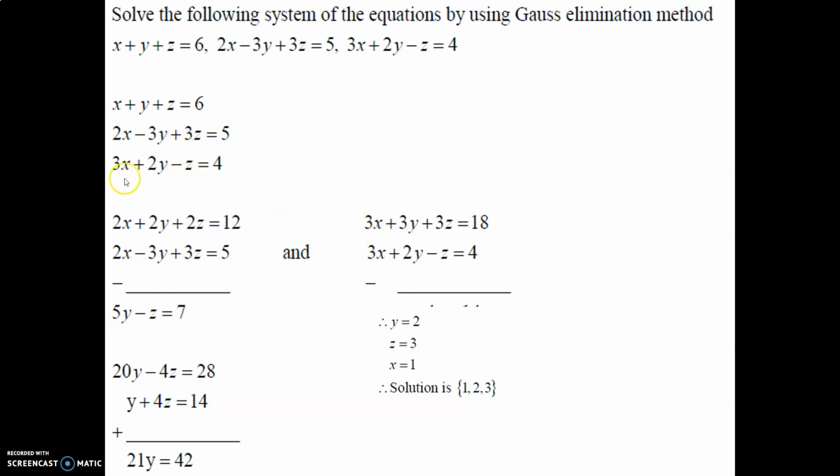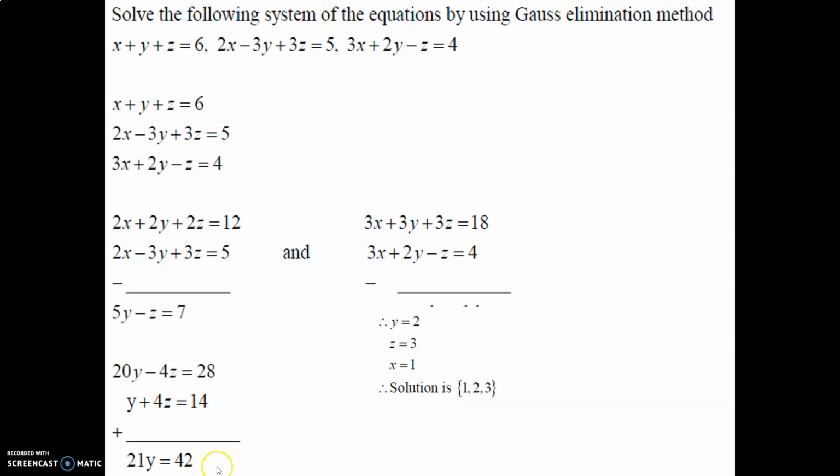Now we consider the first equation constant and multiply by 3 on both sides. We derive 3x plus 3y plus 3z equal to 3 into 6, which is 18. 3x plus 2y minus z is equal to minus 4. So we derive the equations in the system. And so we have 20y minus 4z equal to 28, y plus 4z equal to 14.